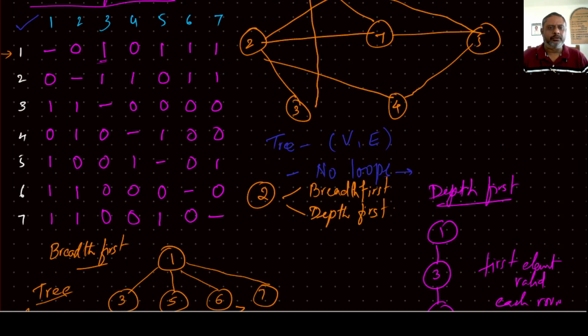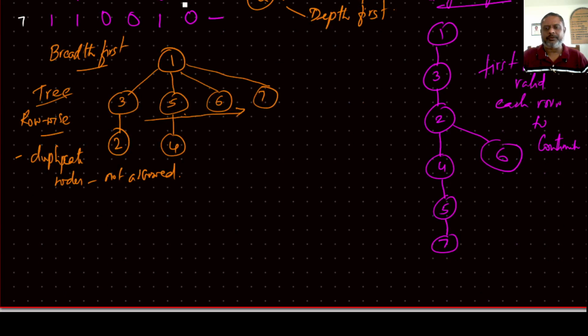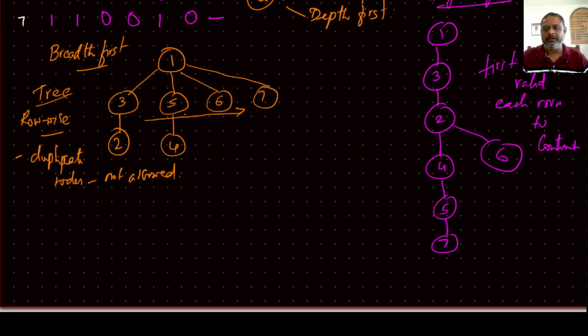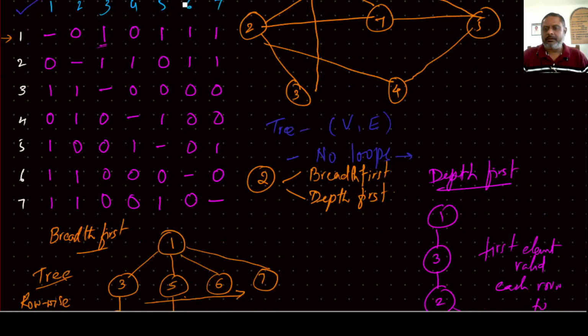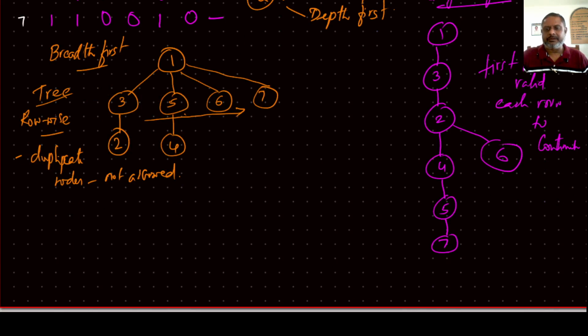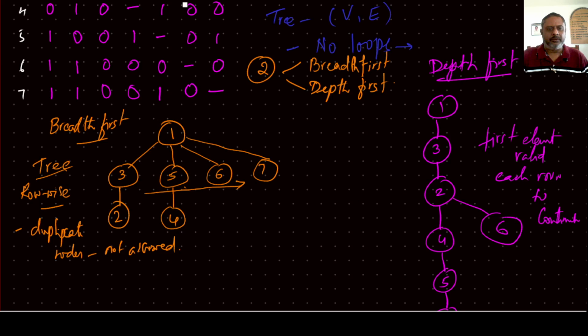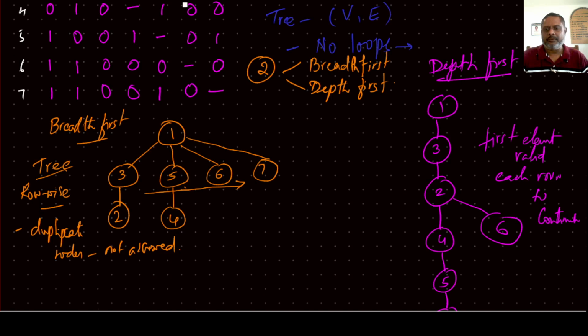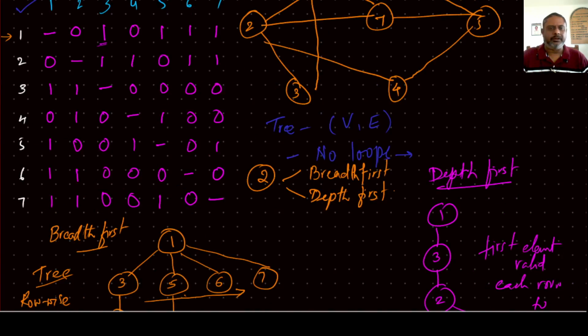Then go to 2, 2 to 3 not possible, 2 to 4 possible, so add 4. Then go to 4, 4 to 2 not possible, 4 to 5 possible, so add 5. Then go to 5, 5 to 1 not possible, 5 to 4 not possible, 5 to 7 possible, so add 7. Then what is remaining? 6 is still remaining, therefore you go back to 5 and see if anything is left. 5 to 7 we did, so nothing possible.